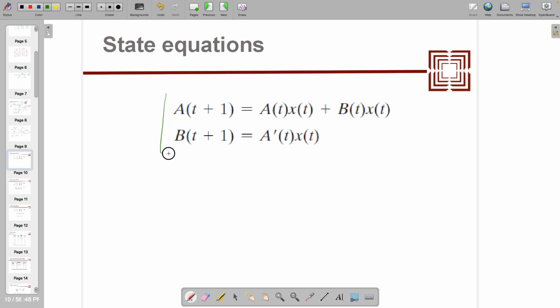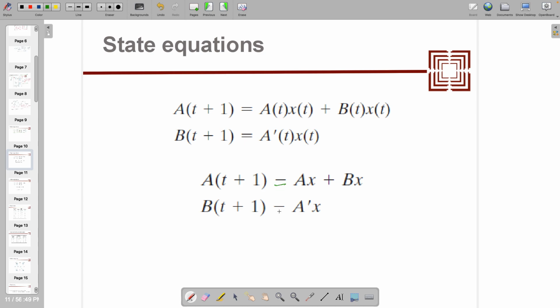So this is one thing which we have written: a(t+1) equal to a(t) times x(t) plus b(t) times x(t), a prime(t) x(t). For the time being, you can drop these t. Okay, that's possible, right? We can drop them and call them ax plus bx. A will be treated as a of t only. So we are dropping the time, but both are synonyms of each other, just for writing purposes.